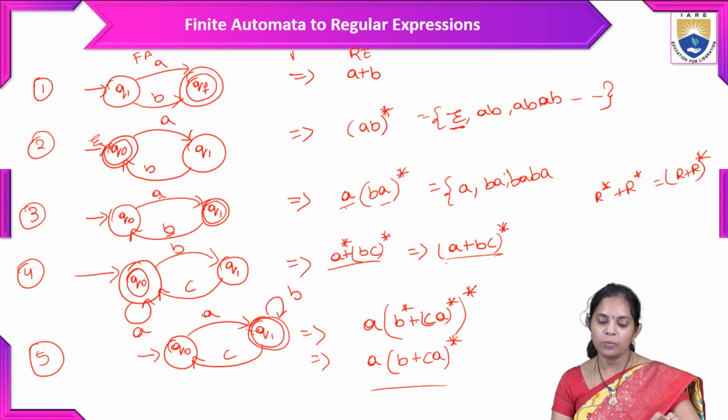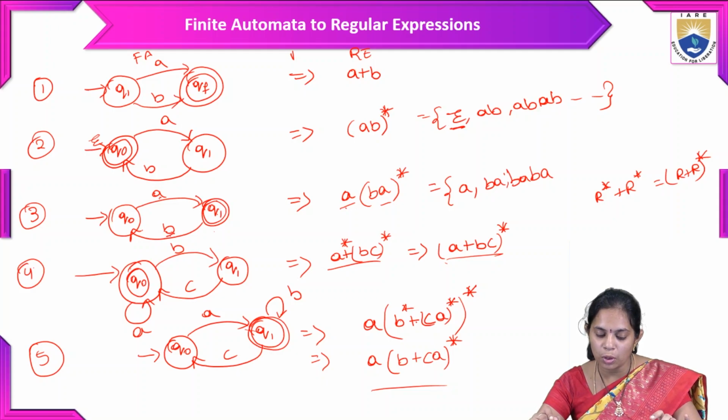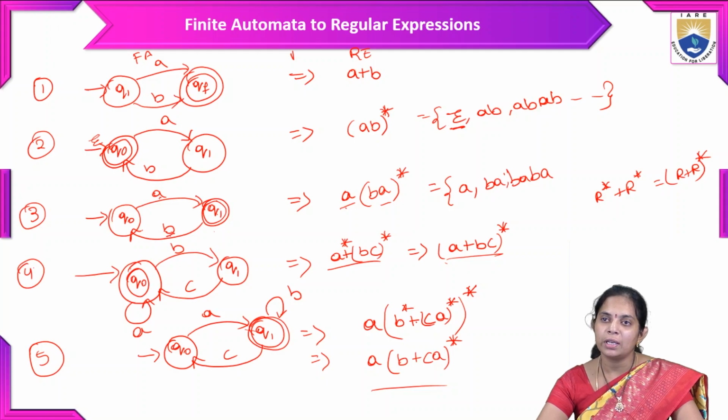So this is what we have taken. We have only taken two states, and we just changed the final state and initial state values, with two or more input symbols. So this is how we are designing the regular expressions from the finite automata.